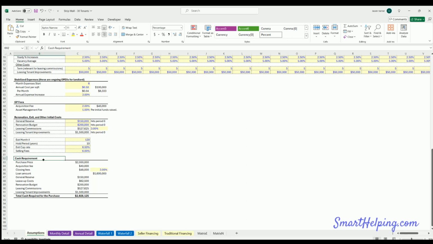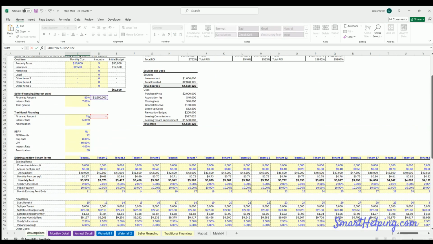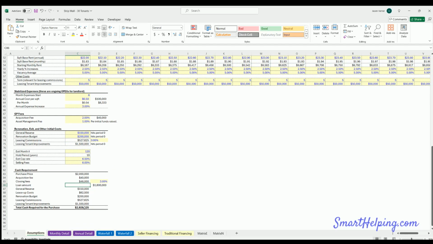Cash requirement, this is just summing up all the different items above, so you can see itemized what's being paid for, how you're getting the money. Here's your financing, closing fees. This is just on the loan amount, so you can see against the loan amount if you have closing fees. Total cash required in this case is 2.9 million.